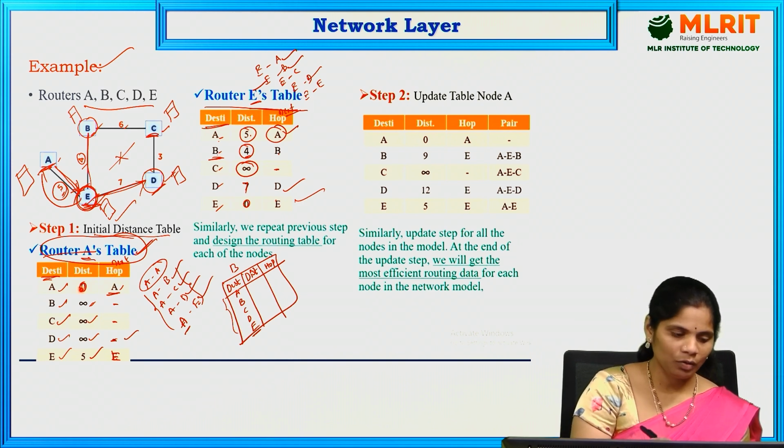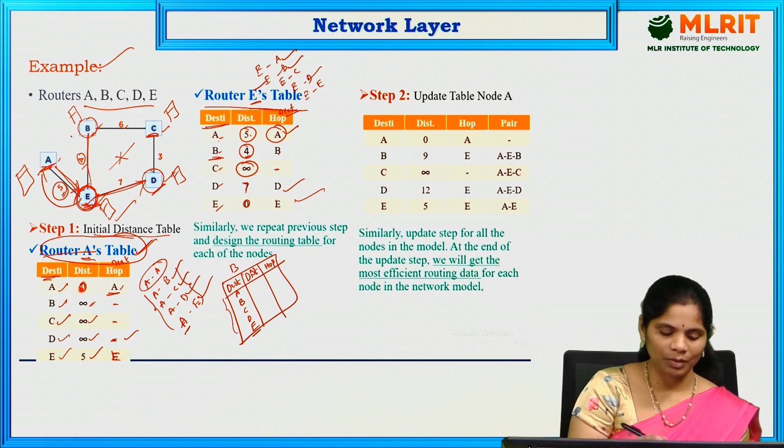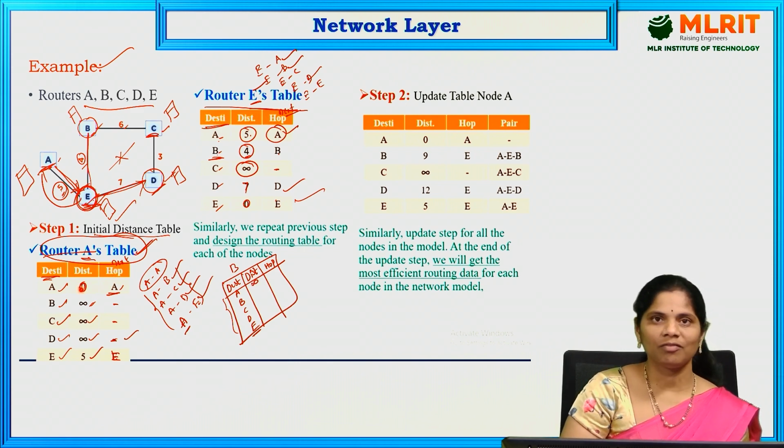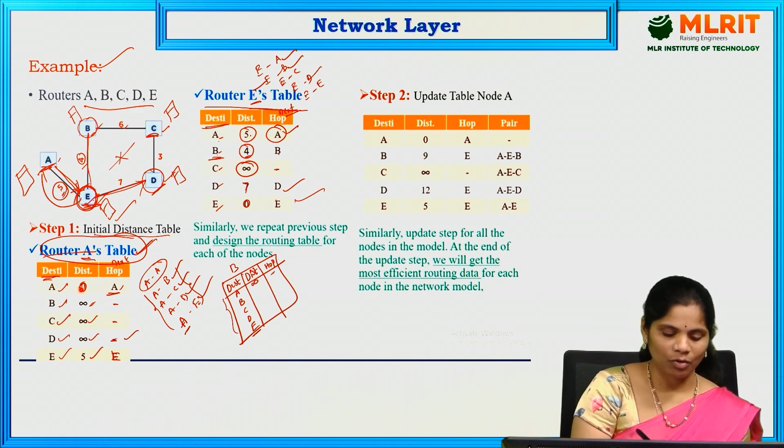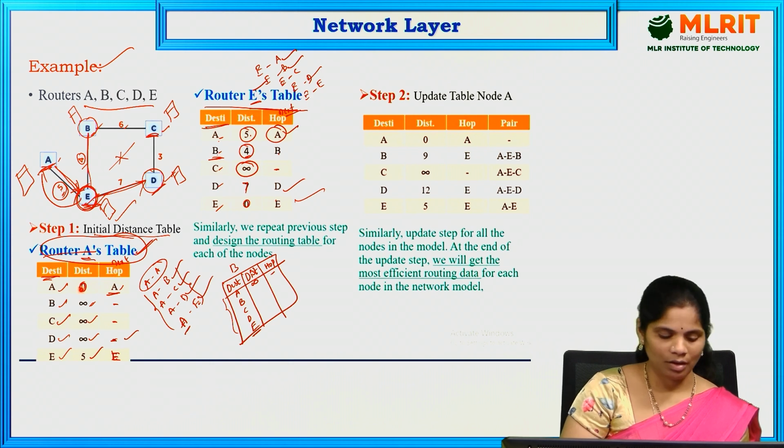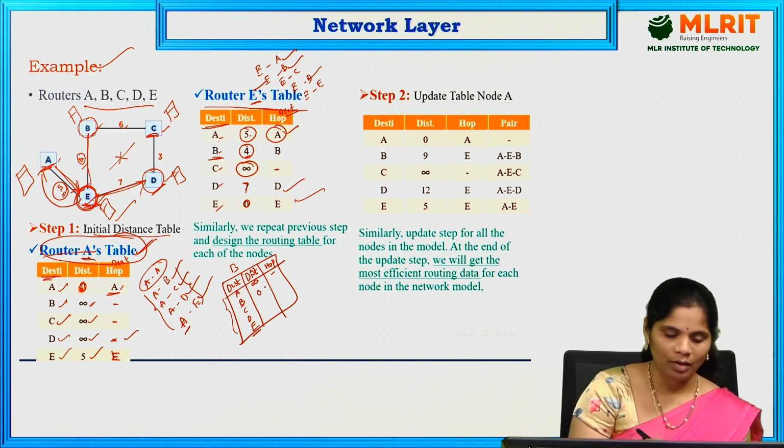So B to A, what is the distance here? There is no direct communication, so there is no distance. That is infinity. We don't know the distance. And next hop is also empty. That is B to A. And B to B, B to B means what? B to B means self only. B to B is 0. The next hop is only B.